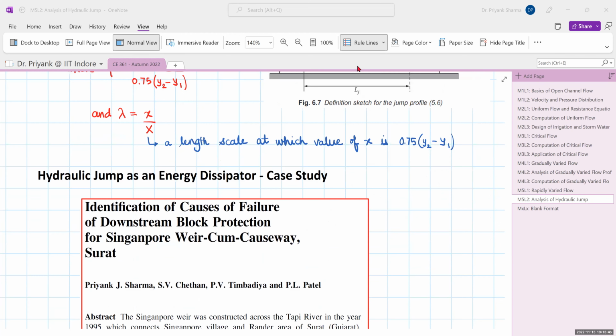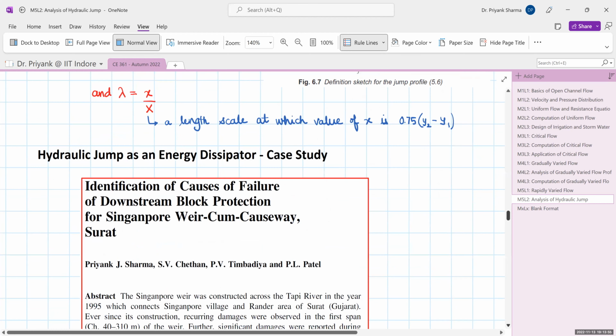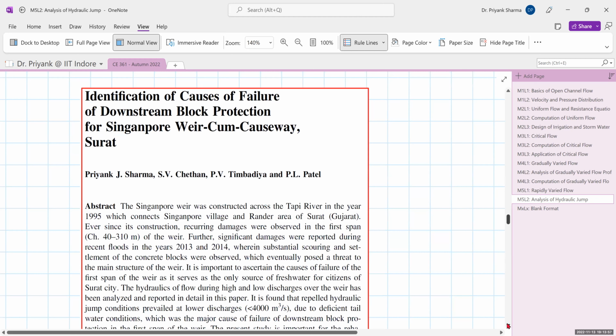Now, in the last part of this lecture, we identify the role of hydraulic jump as an energy dissipator with a real world case study. This case study is published as a Springer book chapter, so the details are also given here. The title is Identification of Causes of Failure of Downstream Block Protection of Singanpur Weir Cum Causeway in Surat.